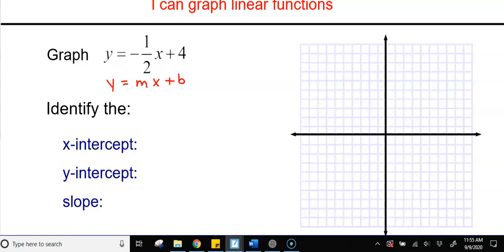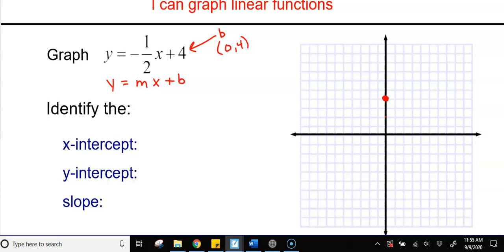What I would do in this case is I would go ahead and graph it first, plot your y-intercept, use your slope, and then find your x-intercept and your y-intercept from there. So my y-intercept is right here. So we're going to plot 0, 4. Right there. Slope is -1/2.